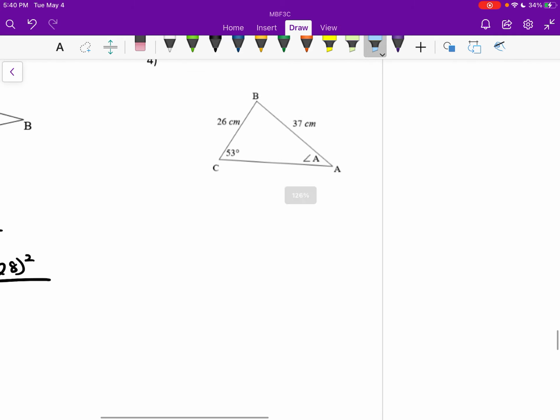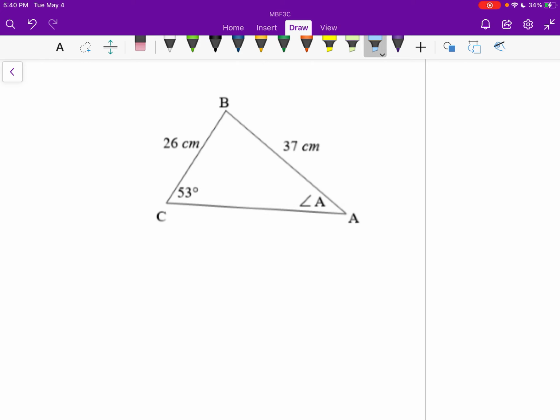Moving onwards, I have triangle ABC here, right? And I'm looking forward to, okay, what do I need to find? It says that I need to find angle A again.